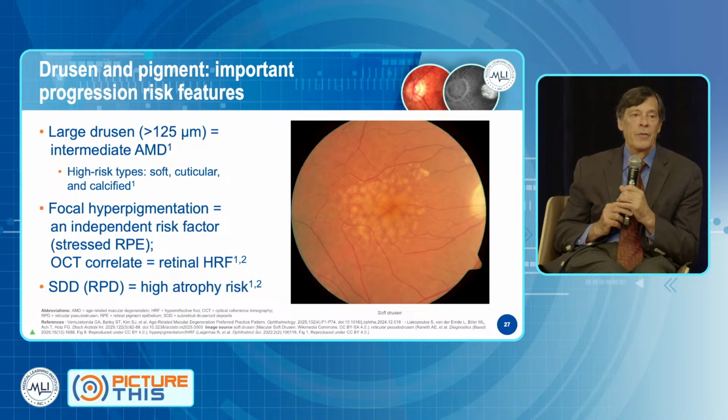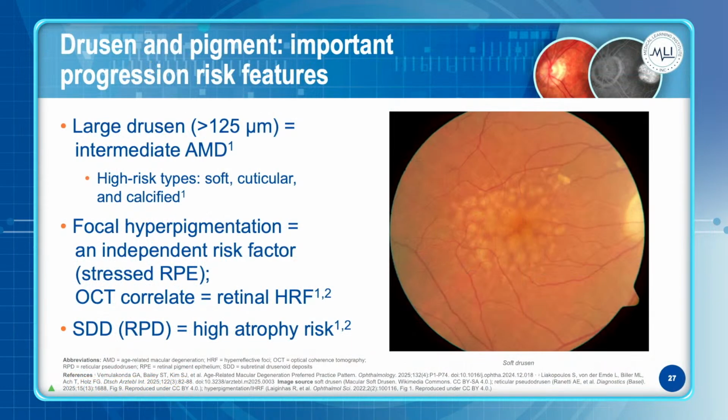So what are the progression features? And I mentioned large drusen, and large drusen greater than 125 microns are the sign of intermediate AMD. And how big is 125 microns? I use measuring sticks in the retina to help tell me how big things are. And the measuring stick for 125 microns is the width of a venule. So a venule width is about 125 microns typically.